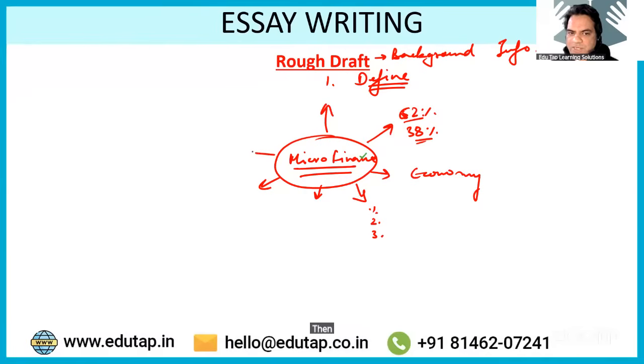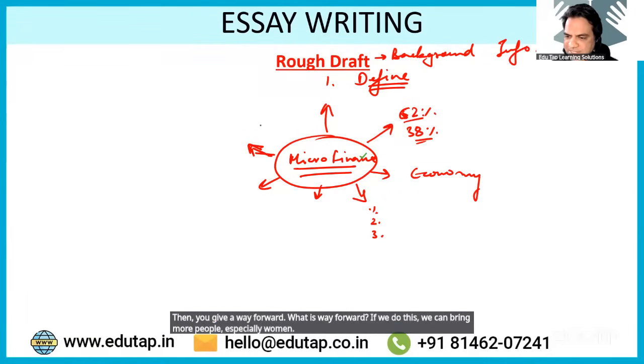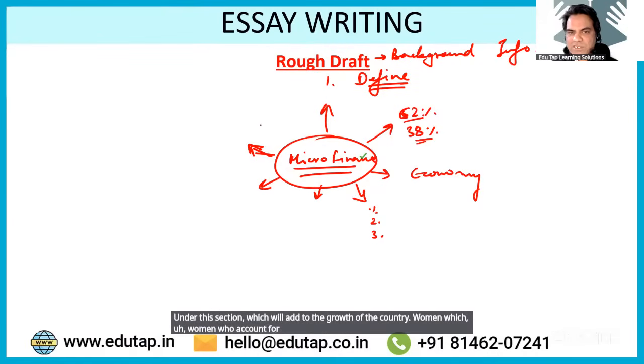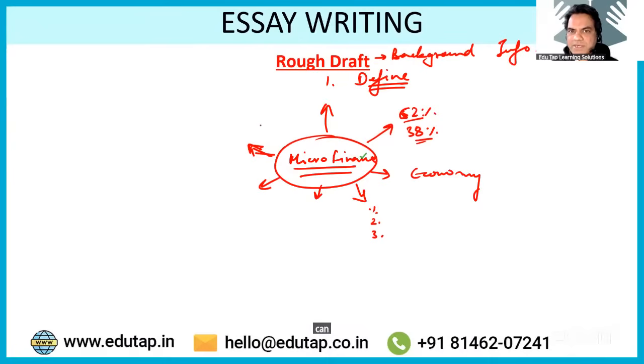Then you give a way forward. What is the way forward? If we do this, we can bring more people, especially women, under this section, which will add to the growth of the country. Women, who account for 49% of the Indian population, can add to the economic growth of the country and make India a developed country, and realize the dream of becoming a developed country or a first world country by 2047. That is what we call Viksit Bharat. So that is what makes your essay holistic, guys.